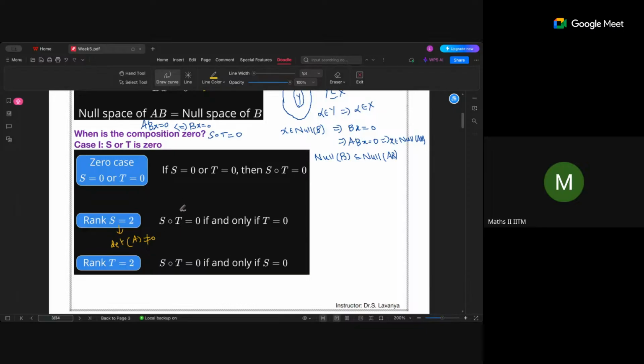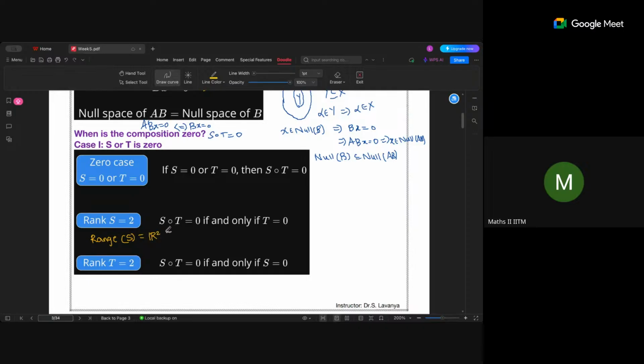Now, what can you say? Then AB equal to 0. Here we are talking about the entire matrix, so maybe I will not use determinant. That will give some confusion. So let us say that the range of S is, what is the range of S? I have already told you. If rank is 2, then what is the range? The entire plane, that is R square. Yes, good. So the range of S is R2.